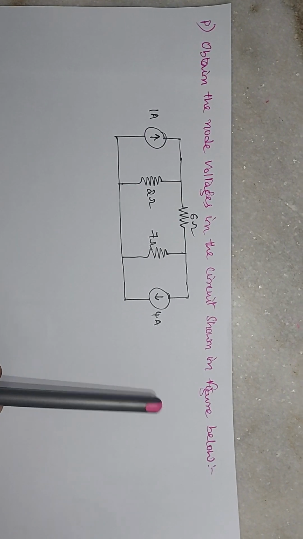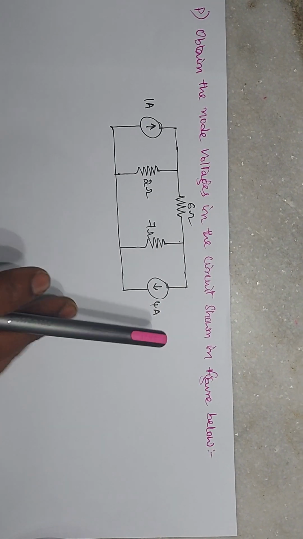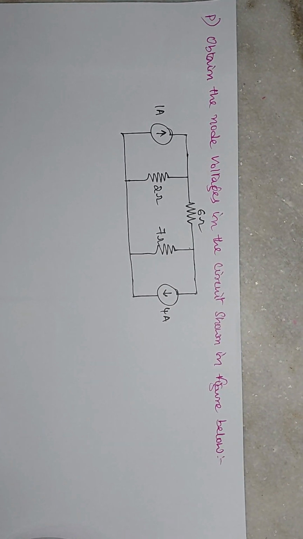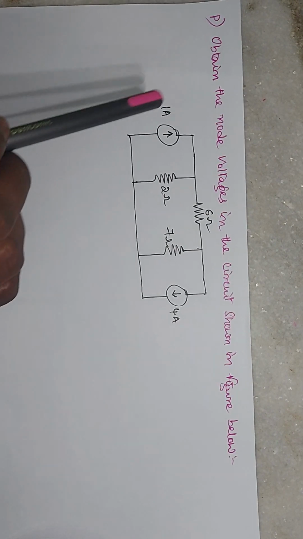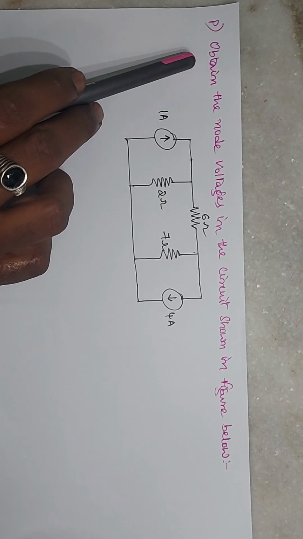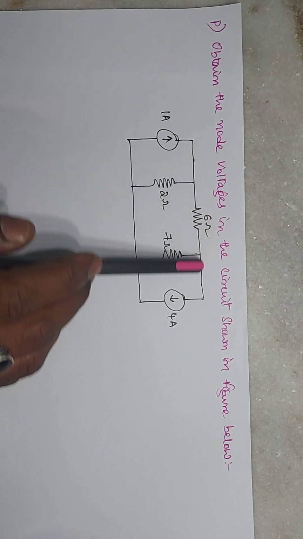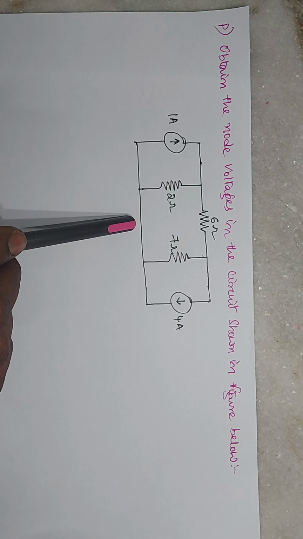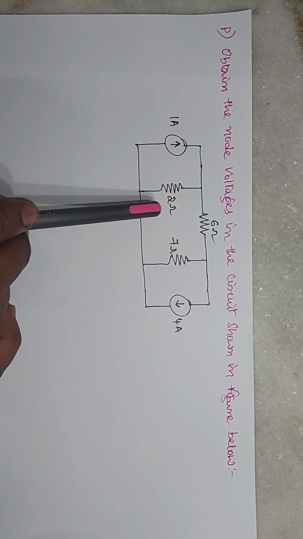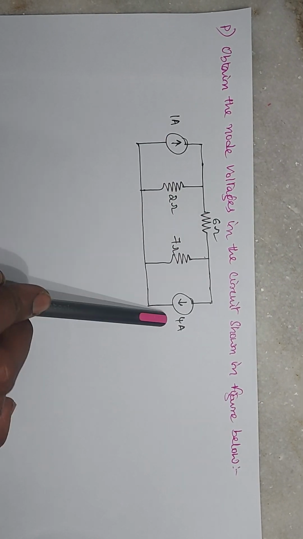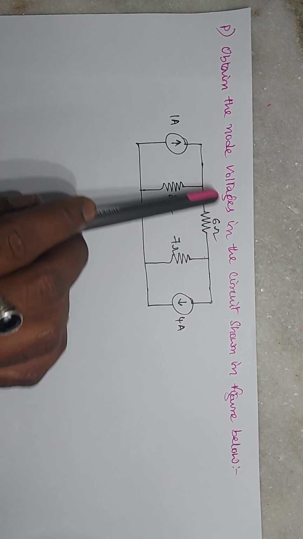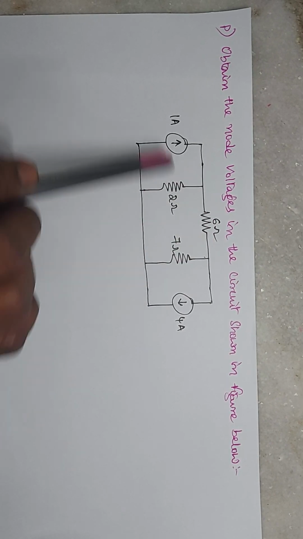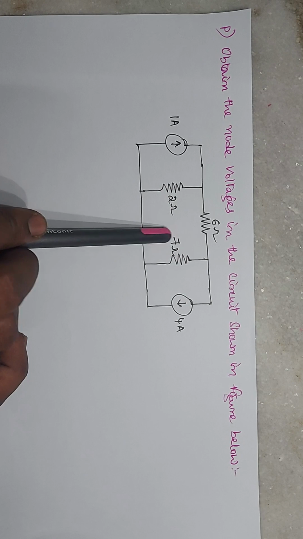Coming to the first classification, the first numerical problem. This is the circuit diagram they have given. What they are asking: obtain the node voltages in the circuit shown in the figure below. In this circuit diagram, you observe there are a total of 5 elements. Among them, 3 are passive elements and 2 are independent current sources.